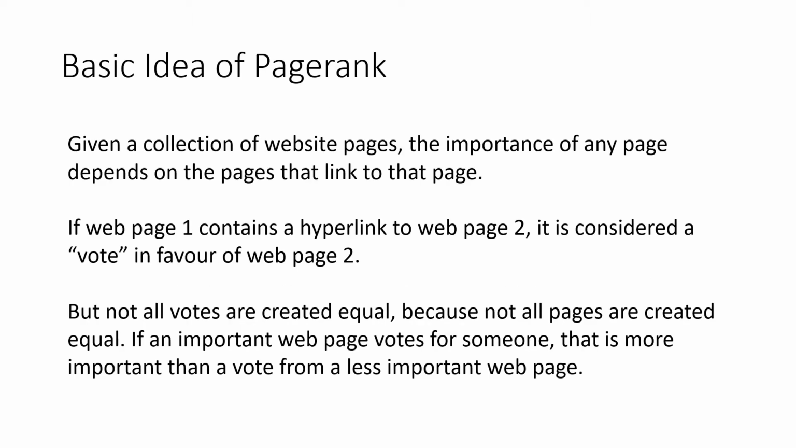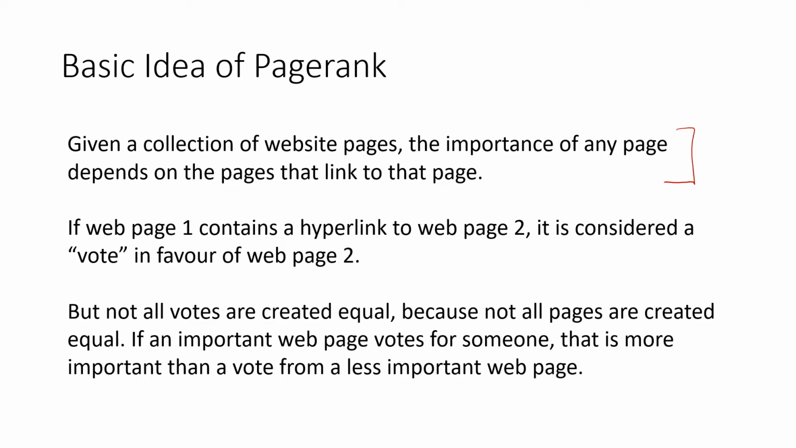So here's the idea of PageRank. This is used in prioritizing websites. So the idea is that you have a collection of website pages and you want to figure out which ones are more important or more authoritative than others. So the basic idea is that the importance of a page depends on the number of other pages that talk about it.